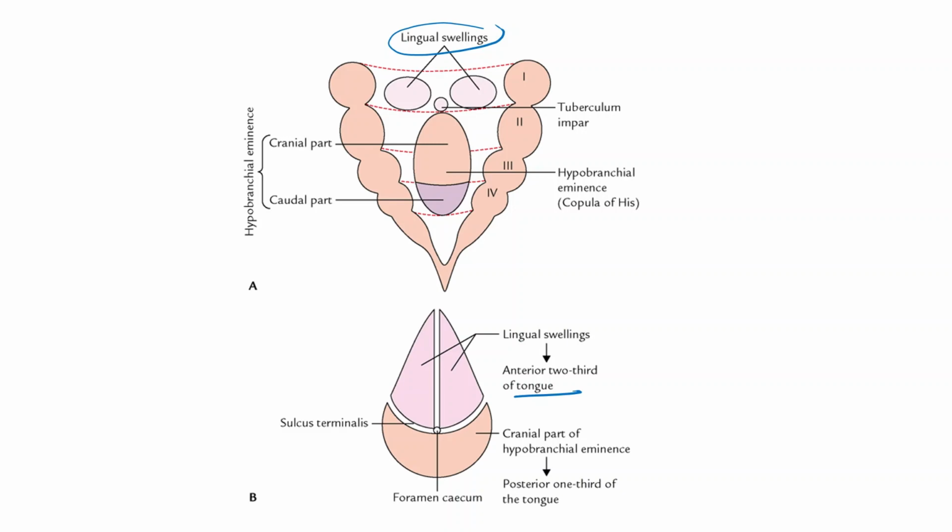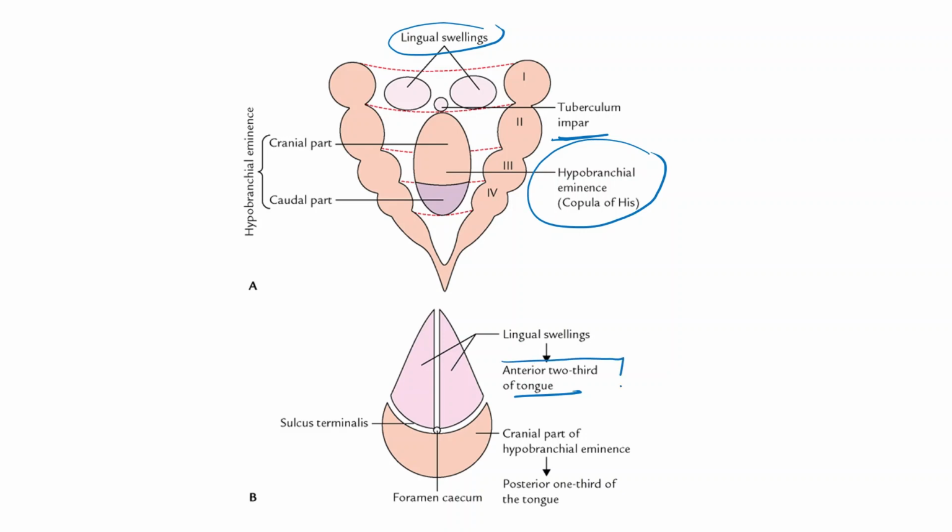Between the first and the second arch lies the tuberculum impar. The posterior one-third of the tongue develops from the hypobranchial eminence, which is again an endodermal thickening. The hypobranchial eminence makes up the posterior one-third of the tongue, and the posterior most part of the tongue is developed from the fourth pharyngeal arch, that is the posterior most part of the hypobranchial eminence.